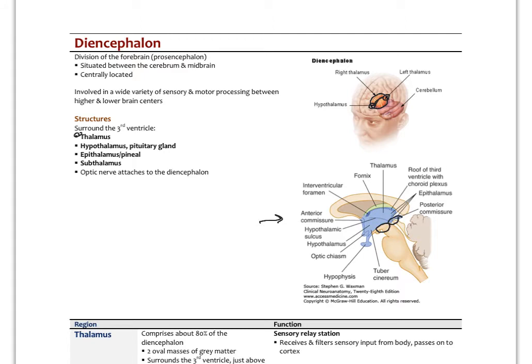Then we have the subthalamus, which is below the thalamus, and then the optic nerve also passes through this region. So the optic chiasm, where the optic nerves cross, is actually right between the hypothalamus and the pituitary. And the pituitary, also known as the hypophysis, hangs down by a little stalk called the infundibulum. And that'll be important for when we look at the differences between the anterior and the posterior pituitary. So those are the structures of the diencephalon.